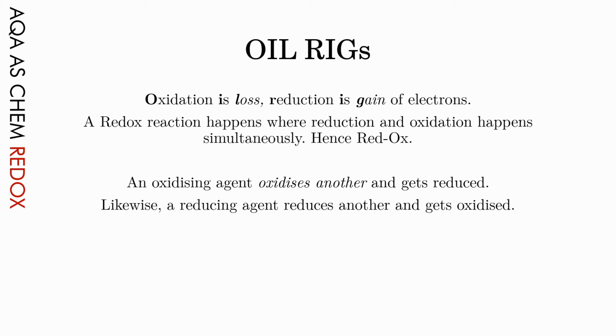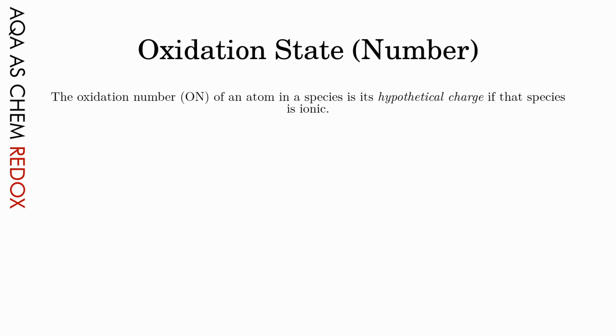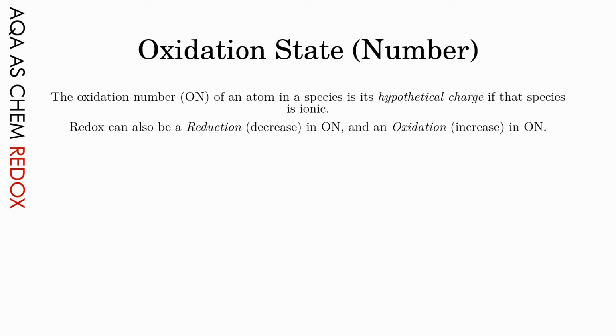Now, instead of thinking about it as loss of electrons, gain of electrons, you can think about it in terms of oxidation number or oxidation state, where the oxidation number is the hypothetical charge of that species if it is kind of ionic and removed from the thing. You'll get what I mean later when we actually do some examples of this. So redox can also mean a reduction, or a decrease in the oxidation number, and an oxidation would mean an increase in oxidation number.